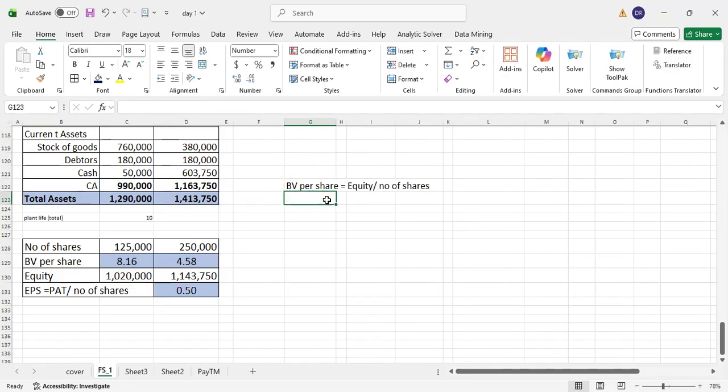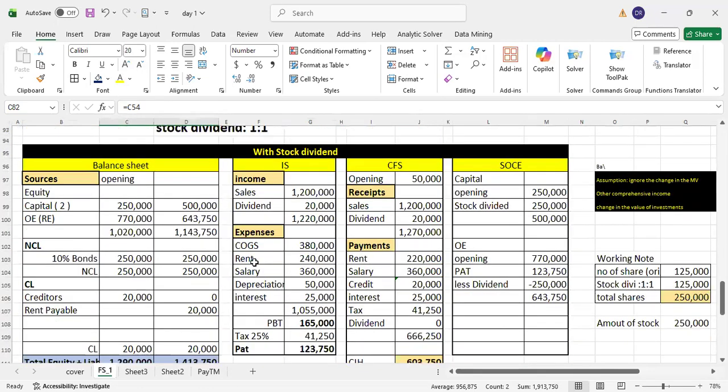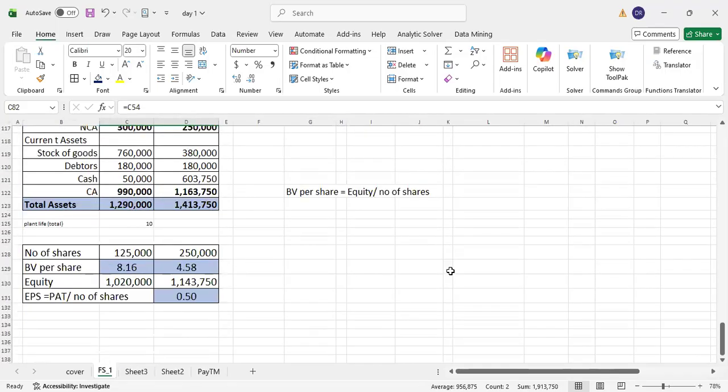In case of cash dividend, the book value has decreased because the equity has come down, because of the distribution of dividend. But in this case, the equity has not come down, but the number of shares have gone up. So in one case, the book value has reduced because the numerator, equity, has gone down, the denominator remaining same. Whereas in case of stock dividend, no change in the equity, but the number of shares gone up.